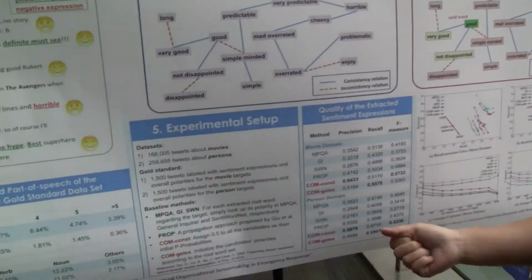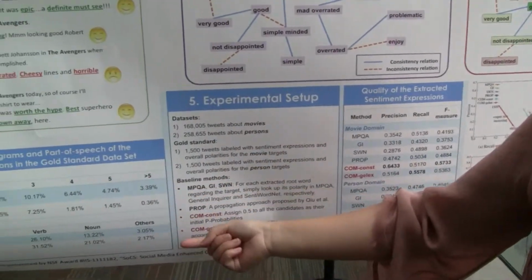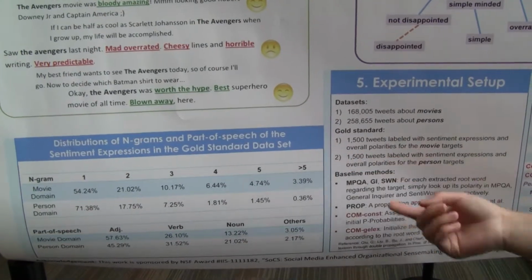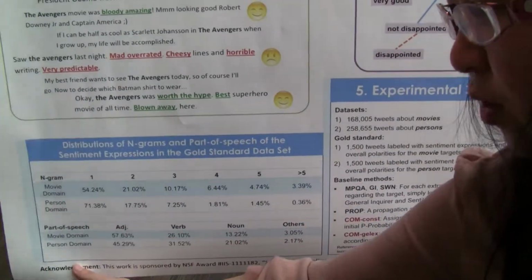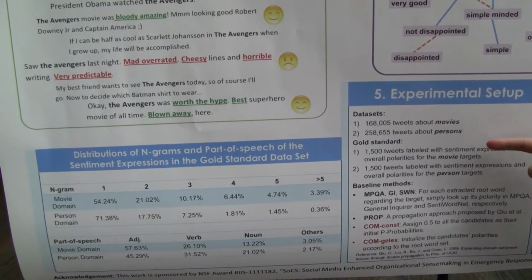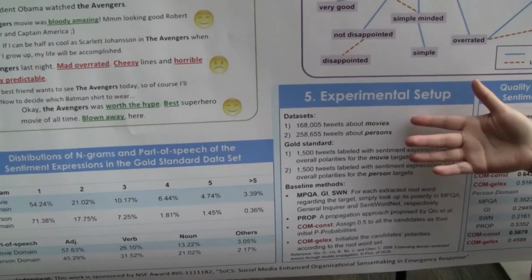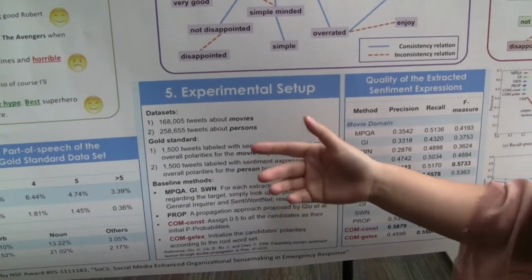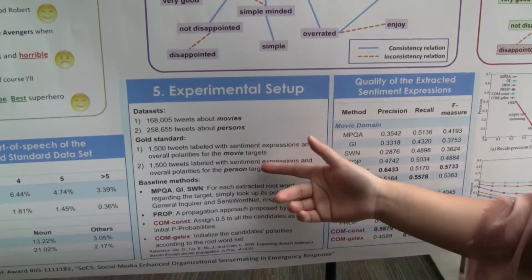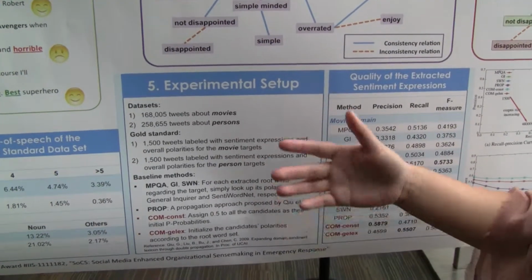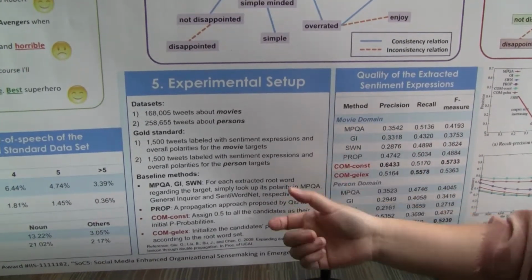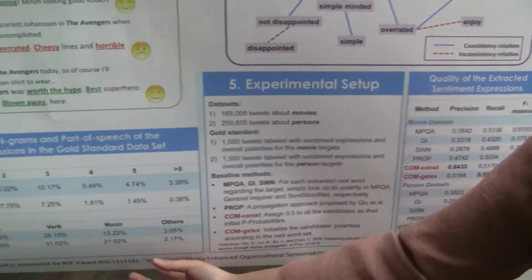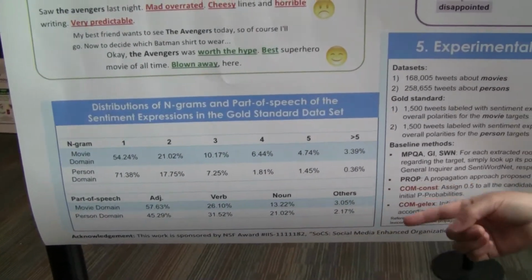So we did the experiment on two data sets. One is about movies and the other is about persons. We collected these tweets from Twitter. Totally, we have this number of tweets about movies and this number of tweets about persons. We also built some manually annotated 3,000 tweets, labeled them with their sentiment polarity, and identified all these sentiment expressions from these tweets. So here we can see some distributions of this data set.